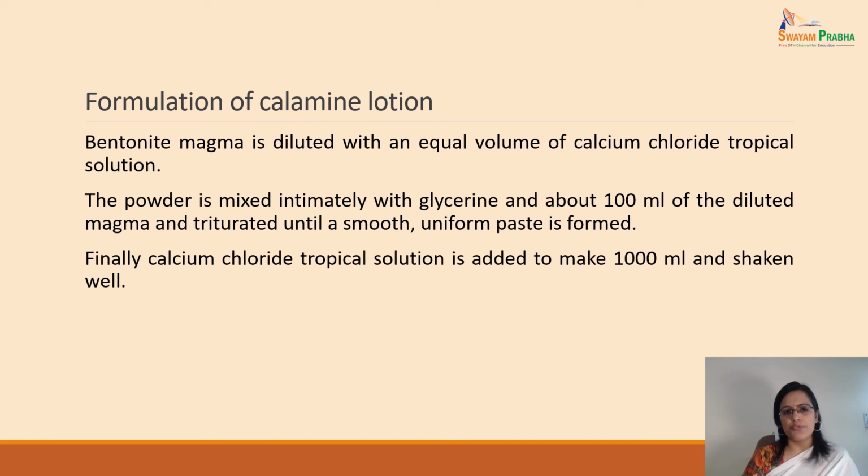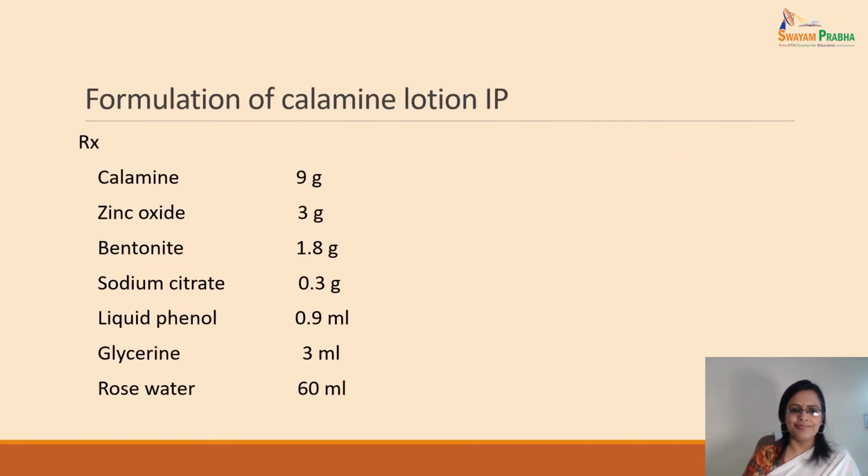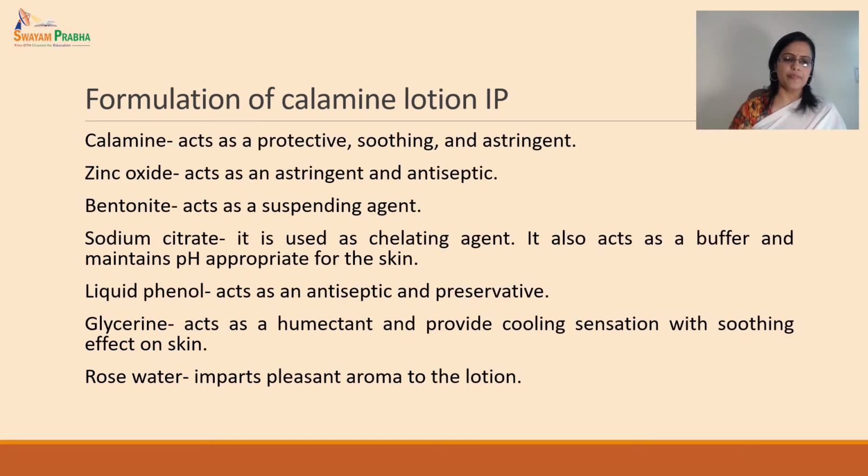Since this is the procedure as per the book, you can also go through the books and you will find it. Next is the formulation of calamine lotion IP. Calamine, zinc oxide, bentonite, sodium citrate, liquid phenol, glycerin and rose water. This is the very common formula which we use in the laboratory for the preparation of calamine lotion IP.